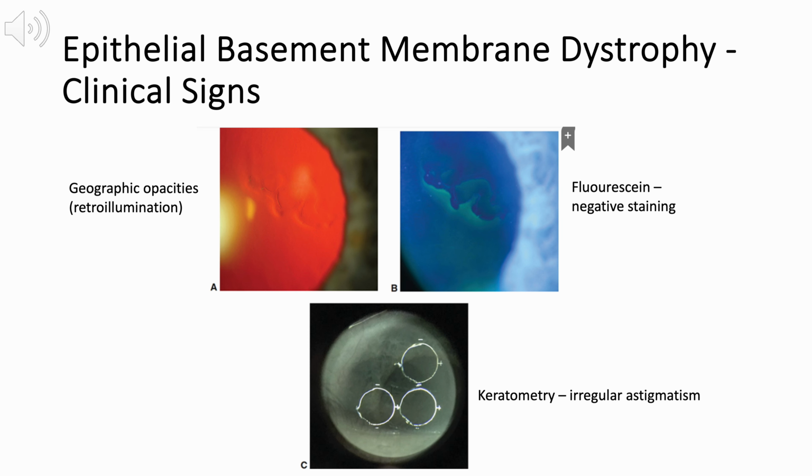Image B demonstrates the same condition after instillation of fluorescein dye. The irregularities of the epithelial surface become more easily identifiable, showing areas of negative staining where the dye does not pool. Finally, in image C, keratometry reveals irregular mires highlighted within the central 3 mm. This finding indicates the presence of irregular astigmatism, which directly correlates with the visual symptoms reported by patients. In this example, inferotemporal irregularity of the mires corresponds with superotemporal EBMD.